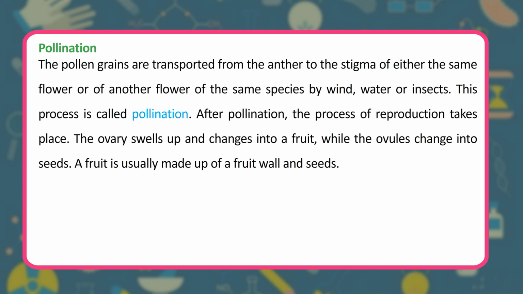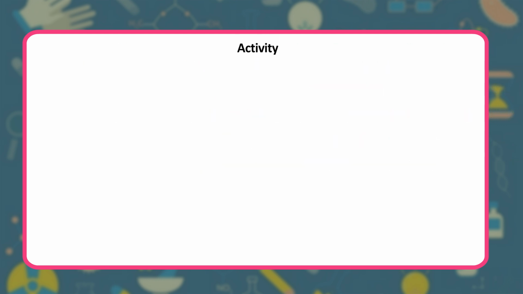Pollination. The pollen grains are transported from the anther to the stigma of either the same flower or of another flower of the same species by wind, water or insects. This process is called pollination. After pollination, the process of reproduction takes place. The ovary swells up and changes into a fruit, while the ovules change into seeds. A fruit is usually made up of a fruit wall and seeds.